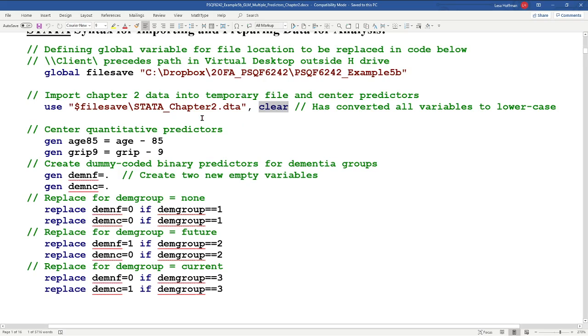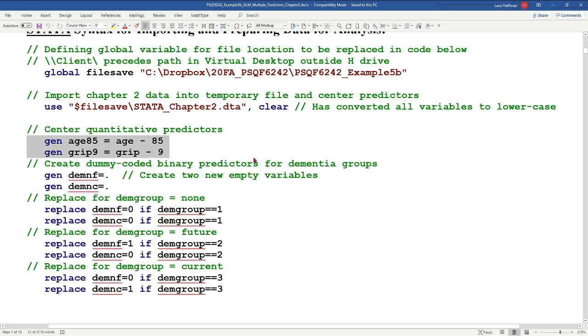I will note that when I created this data set, I exported it out of SAS, and what SAS does by default is convert all variable names to lowercase, since that is Stata's preference. So case matters in Stata variable names, it's case sensitive, and so that's why we have nf in lowercase, for instance, and nc in lowercase, because that is consistent with the rest of how the variables are named. So just like we did in SAS, I'm going to start by creating centered versions of my predictors.